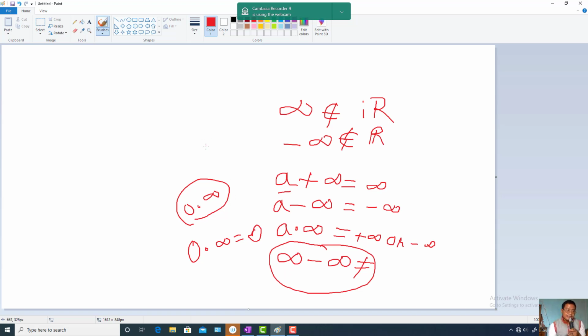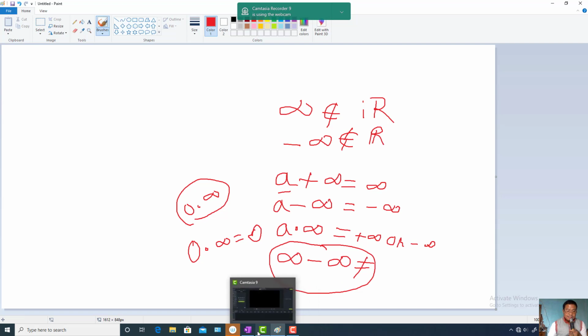Then a function is said to be an extended real valued function if the function can take values positive infinity and minus infinity also, and these operations are applicable. So that kind of function we call an extended real valued function.